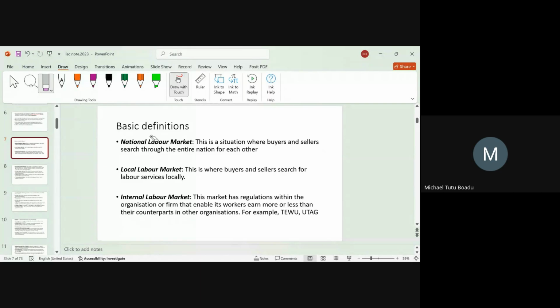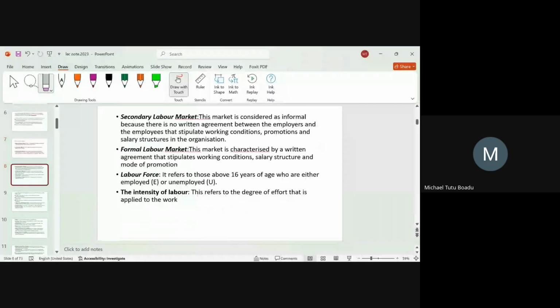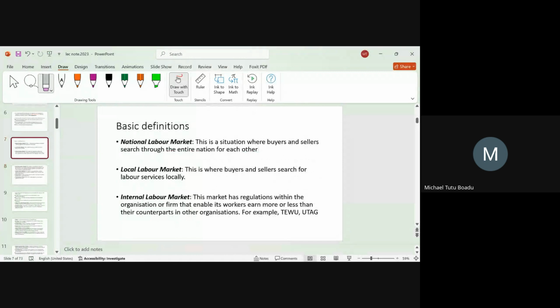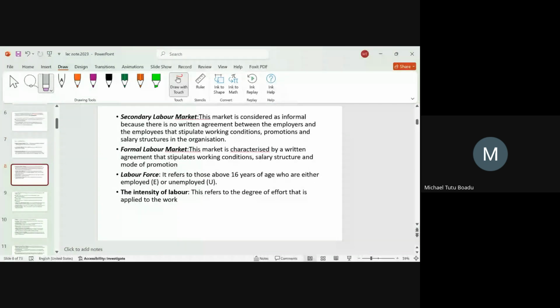So we have three basic labor markets: the national, the local, and the internal. We also have secondary labor markets. This market is considered as informal.